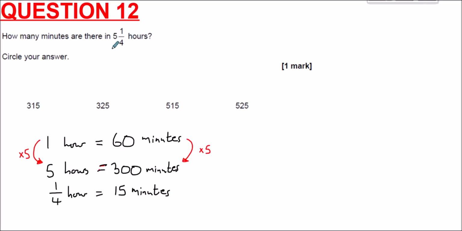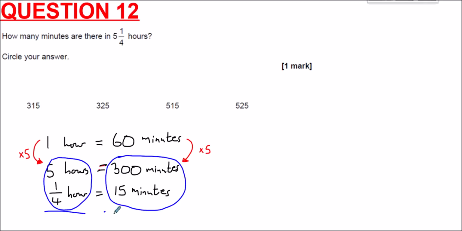And so in total, 5 and a quarter hours is 300 minutes plus 15 minutes, which gives us 315 minutes. So 5 and a quarter hours, the correct answer to this one is 315 minutes. So that's the one we need to circle.